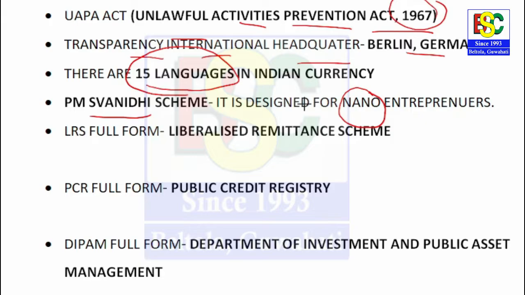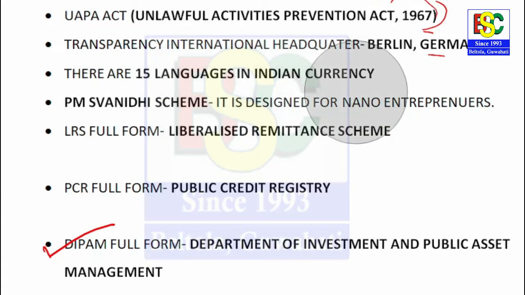Next, what is the full form of LRS? Liberalized Remittance Scheme. Full forms are generally asked in exams. Next, PCR means Public Credit Registry. DIPAM means Department of Investment and Public Asset Management. Public assets are sold through this agency, DIPAM.